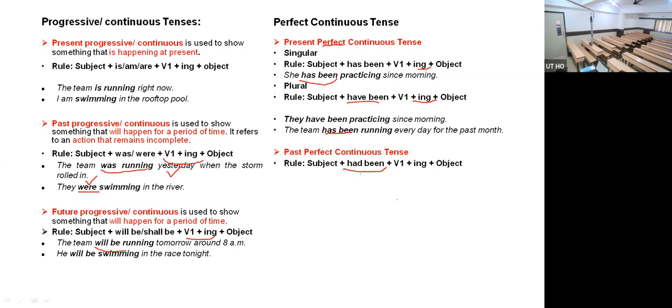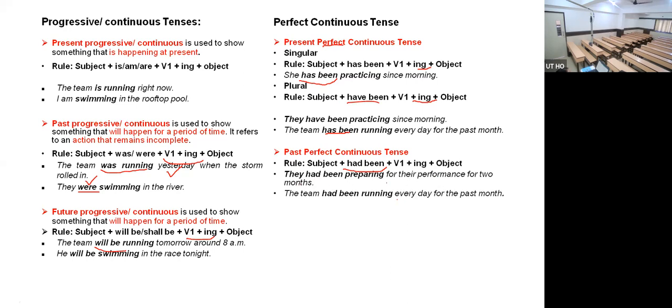This gets converted into had been. So they had been preparing for the performance for 2 months. Right? And if this comes in the present, it would be they have been preparing. Now say we have, the team had been running every day for the past month. So if you see, for the past month, that is over a period of time.